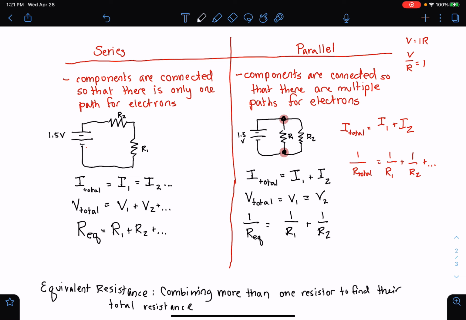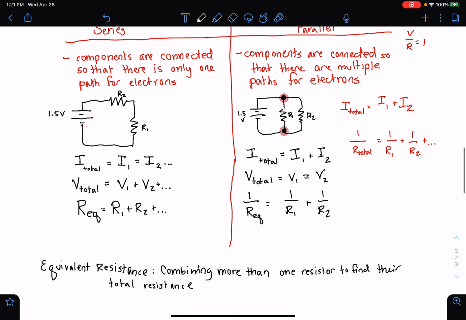Okay? All right, so one more thing that I want to say about series and parallel circuits before I move away from this is that for a series circuit, because everything is connected so that there's only one path for electrons, if any part of your series circuit breaks or a switch is opened, your entire circuit is going to stop working. So all elements must be functioning for the circuit to work.